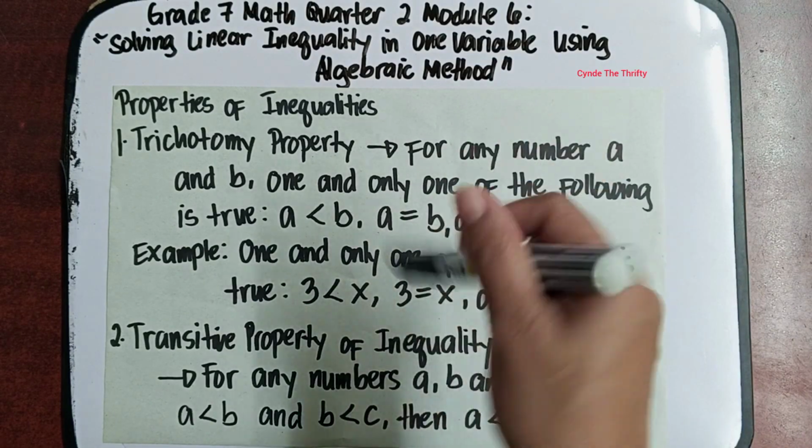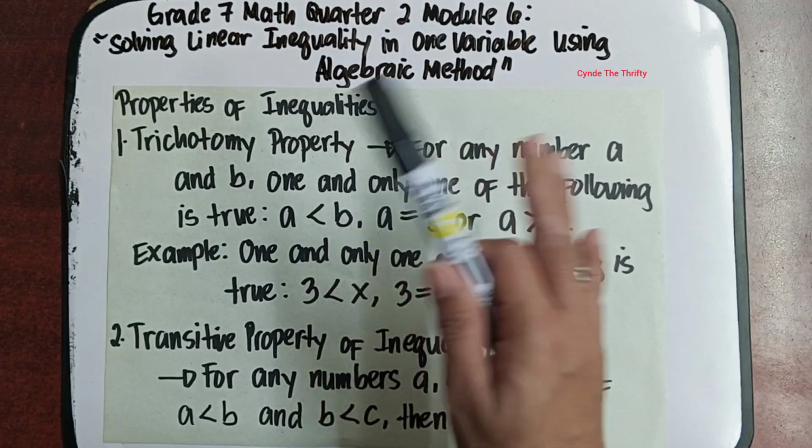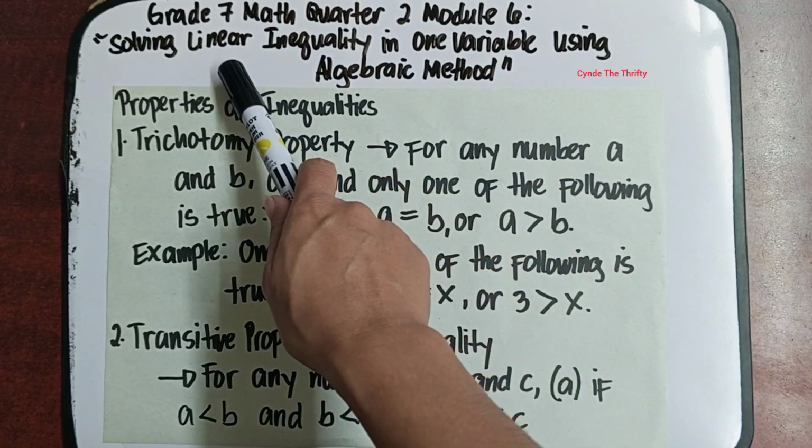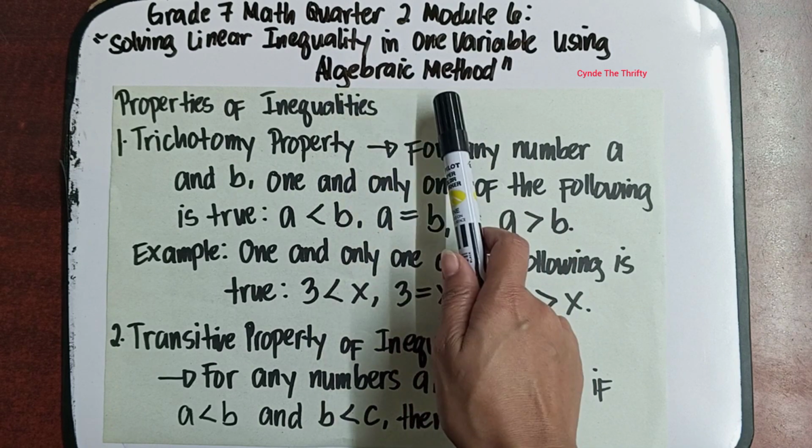Hi everyone! Our lesson for today is about grade 7 math, quarter 2, module 6. So nasa module 6 pa rin tayo. That is solving linear inequality in one variable using algebraic method.